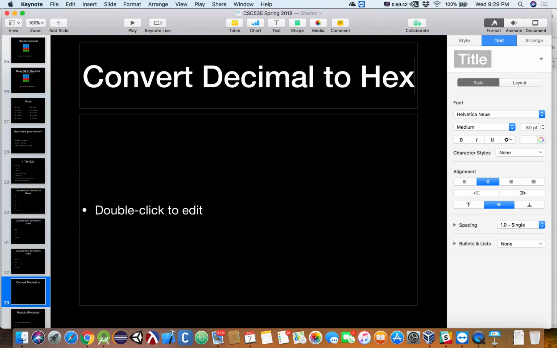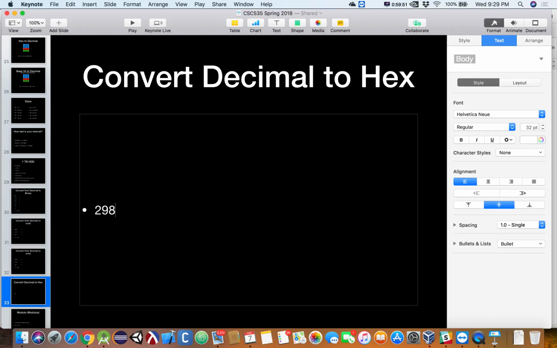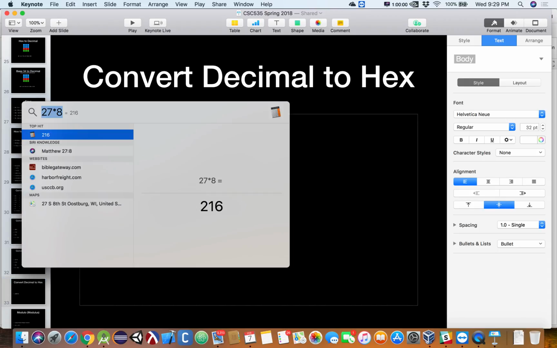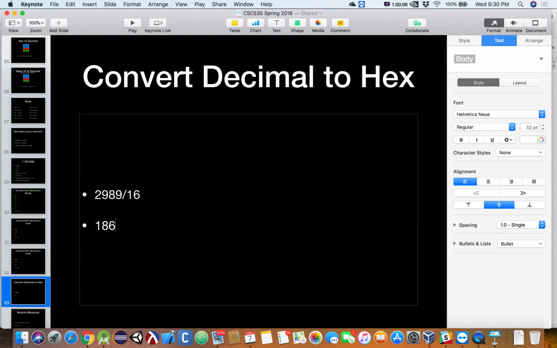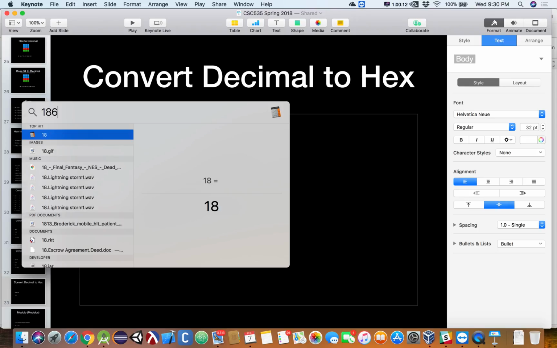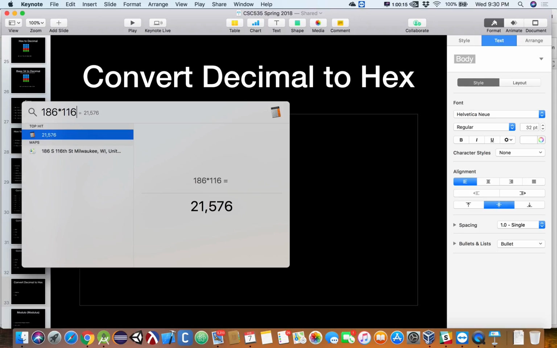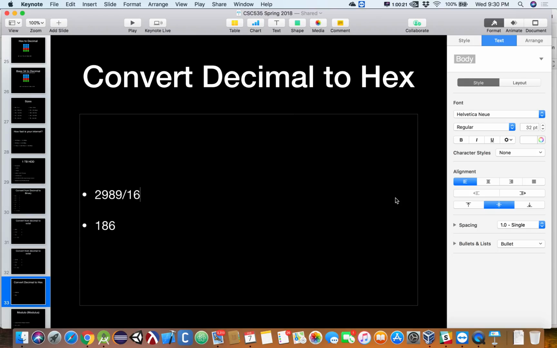Convert decimal to hex. So we'll start off with my favorite decimal number, 2989. Divided by 16. 2989 divided by 16 is 186. All right. 186 times 16 is 2,976. So that's remainder 13.